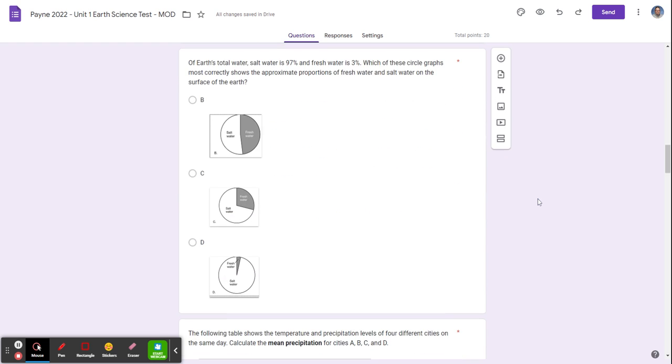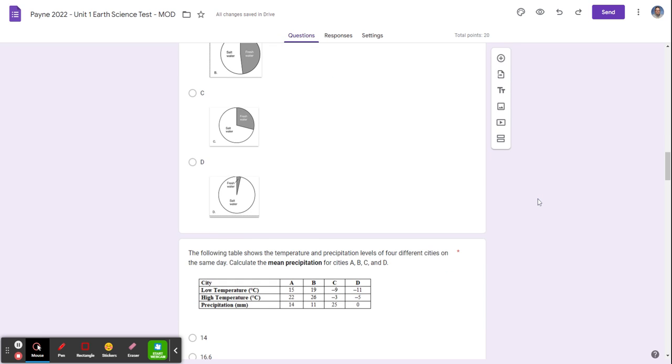Of Earth's total water, salt water is 97% and fresh water is 3%. Which of these circle graphs most correctly shows the approximate proportions of fresh water and salt water on the surface of Earth? B, C, or D?